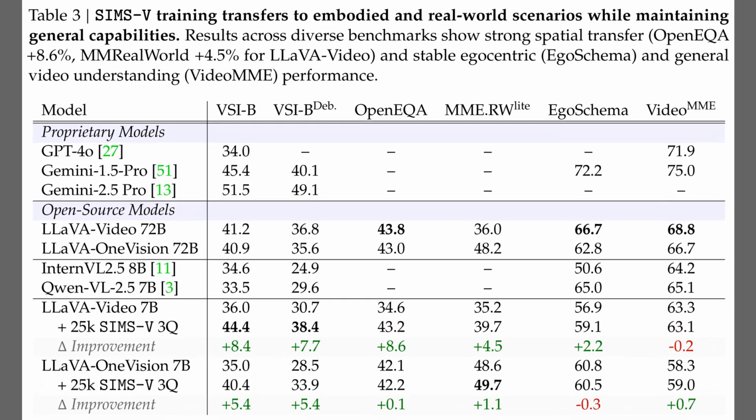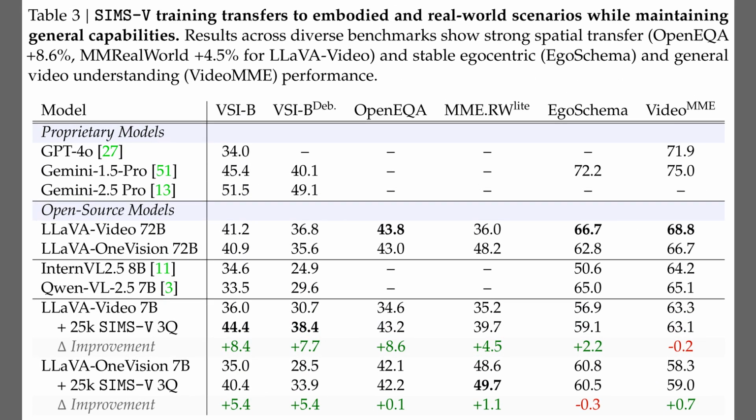So the previous table established headline accuracy. Table 3 reports how those gains carry over. The table shows strong transfer. LLAVA video 7 billion jumps about 9% on OpenEQA and about 5% on MME Real World, while Ego Schema rises about 2% and Video MME stays roughly flat. The corresponding One Vision model shows smaller but consistent boosts, about 1% on MME Real World, with near zero change on Ego Schema. These results indicate that spatial tuning maintains general video skills while improving embodied and real-world spatial reasoning.